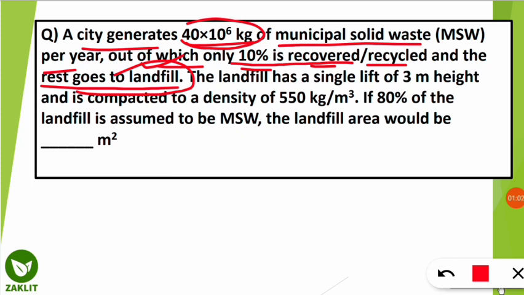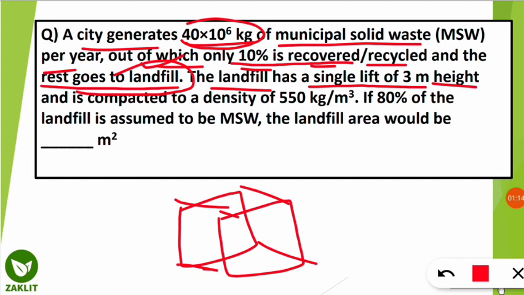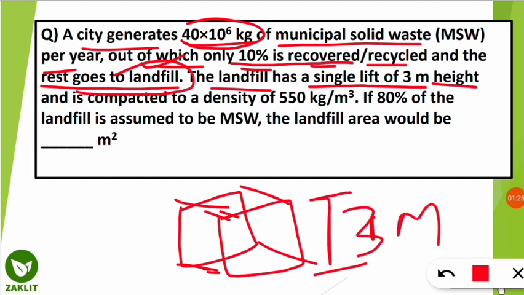The next sentence is: the landfill has a single lift of 3 meter height. So let us assume the landfill is of a cube shape. In this cube shaped area, the waste is to be landfilled and its height is 3 meter. That's the height of the landfill area, and it is compacted to a density of 550 kg per meter cube. So density is given.